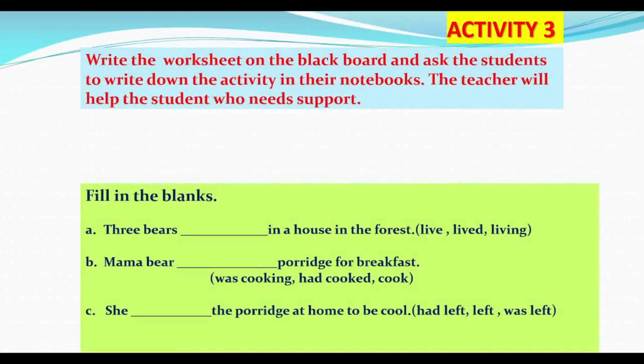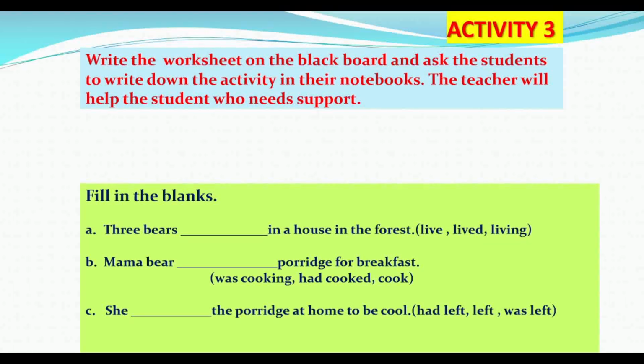Next comes Activity 3. Write the worksheet on the blackboard and ask the students to write down the activity in their notebooks. The teacher will help the students who need support. Fill in the blanks. Three bears dash in a house in the forest. Lived, living. Rajalakshmi, can you do this? Yes, ma'am. Three bears lived in a house in the forest.